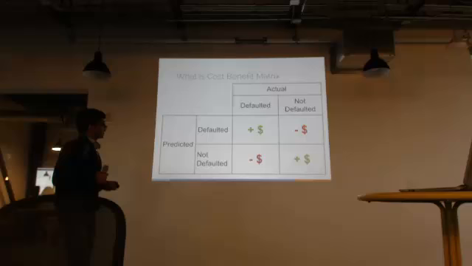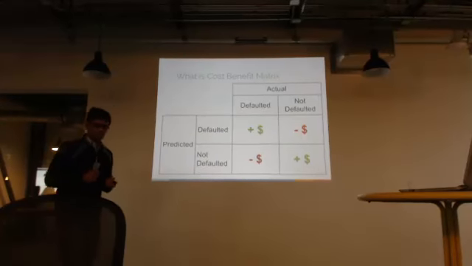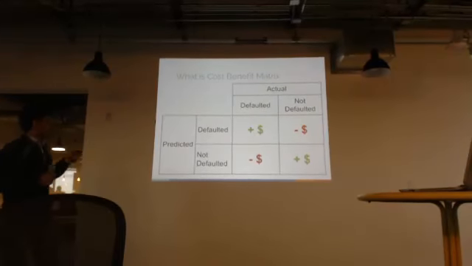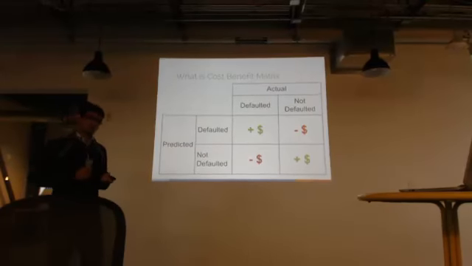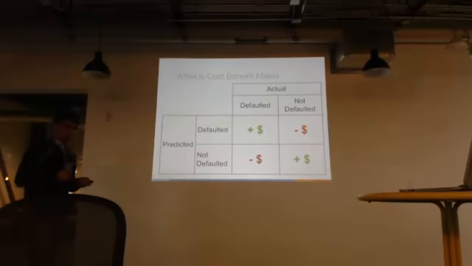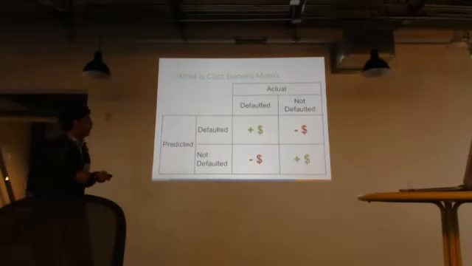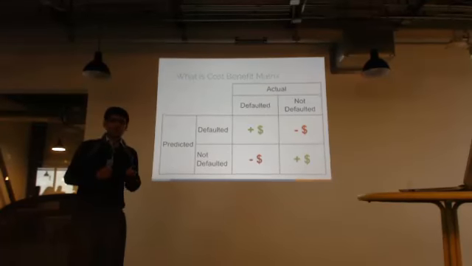So what is the cost benefit matrix? It's very simple. If you predict a default loan as a default, you will save some money. If you predict a default loan as non-default, you will lose some money. As well as if you predict non-default loans as default, you will lose some money.